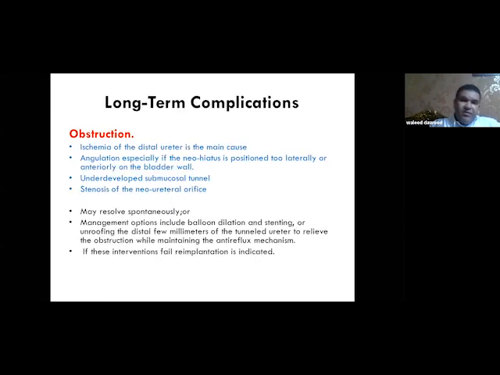Long-term complications. Long-term obstruction may be mainly due to ischemia of the distal ureter, angulation, especially if the new hiatus is positioned too laterally or anteriorly on the bladder wall, underdeveloped submucosal tunnel, or stenosis of the new ureteral orifice. It may resolve spontaneously, or management options include balloon dilatation, stenting, or unroofing of the distal ureter by endoscope for a few millimeters with preservation of the rest of the tunnel to relieve obstruction. If these interventions fail, we should do re-implantation again.